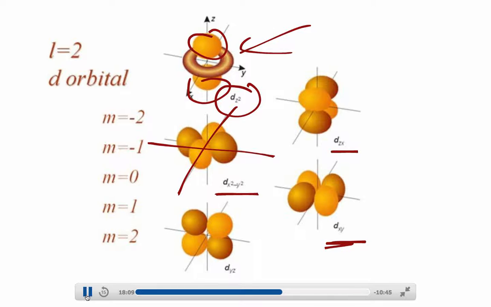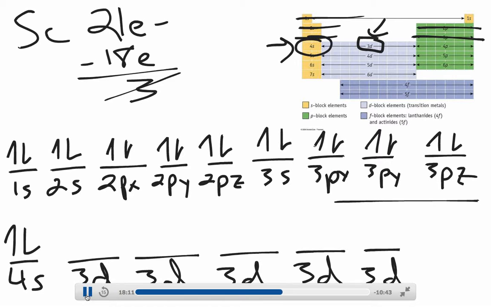Again, these are all probability graphs, remember. Anyway, there are 5. That's what's important. And it's important to recognize their shapes, maybe to be able to draw 1 or 2. Don't worry about drawing all of your d shapes exactly. I'm going to label them just because I like to. So xy, xz, yz, x squared minus y squared, and dz squared, which again is everybody's favorite.